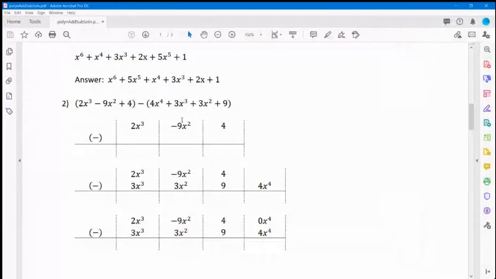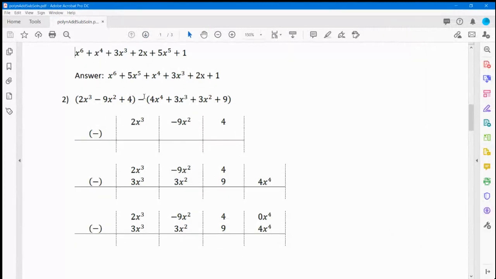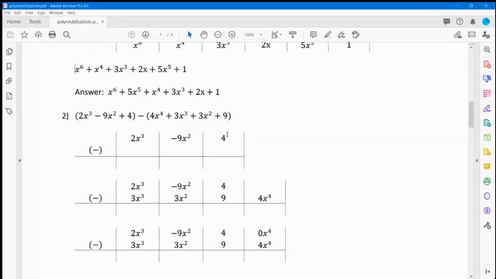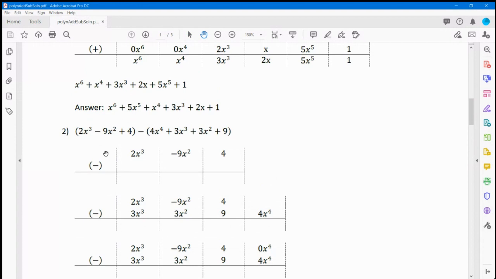All right, so for the second one now, here, we're subtracting, okay? So of course, this one has to be the one on top because we're subtracting. So we have 2x cubed, that goes in a column, minus 9x squared is also in a column. 4 is also in a column.